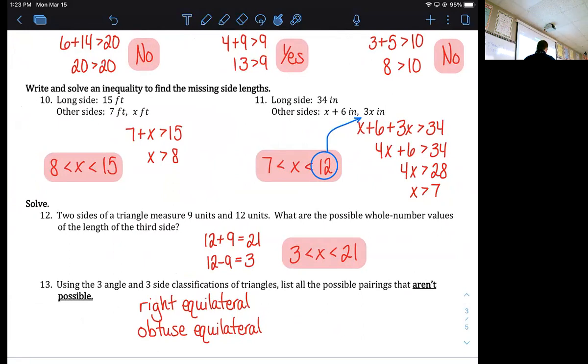Well, if it's the long side, then 9 and 12 have to add up to be greater than the long side. And what's 9 plus 12? It's 21, right? So if it's bigger than 21, the long side's too big. It can't even be 21. It has to be less than 21. Has to be 12 too, for it to be the bigger side, because the big side can be the same as the little side.